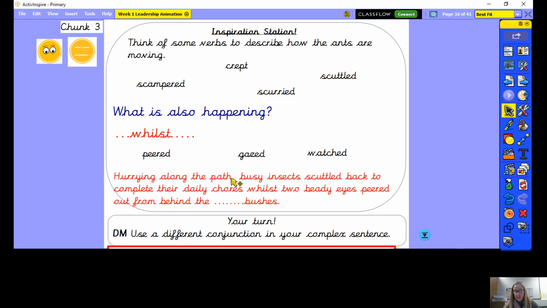Perhaps you can improve this by adding a noun phrase to describe the path. Maybe you can describe the insects better. Perhaps you can think about how you might describe their eyes and what they're doing whilst they're peering out from behind the bushes. To deepen the moment, see if you can think of your own, a different conjunction to whilst to make your complex sentence. Pause the video now.